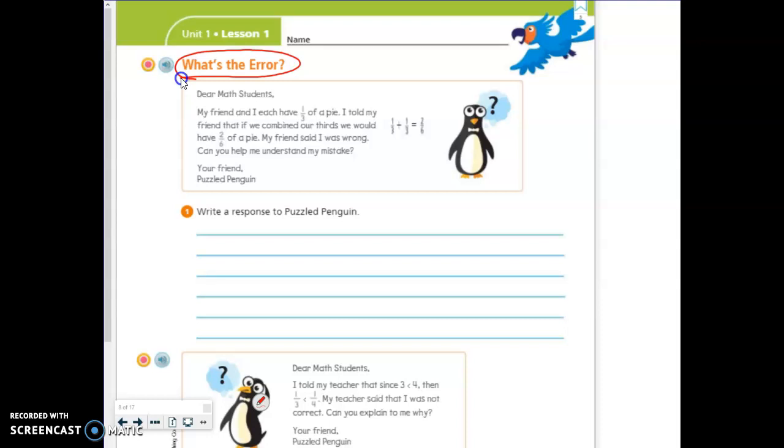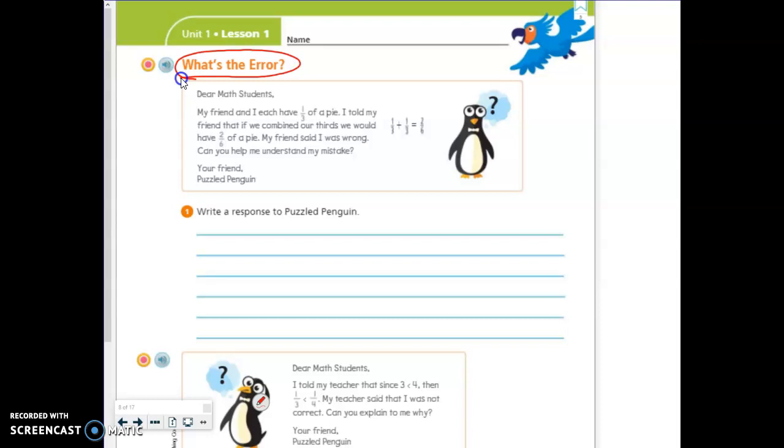So here is our first question. Dear math students, my friends and I each have 1/3 of a pie. I told my friend that if we combined our thirds, we would have 2/6 of a pie. My friend said that I was wrong. Can you please help me understand my mistake? Your friend, Puzzled Penguin. Now, I'm not going to expect you to respond. I'm not going to put a big question in there and have you type a whole long essay out. But we are going to discuss what he did wrong.